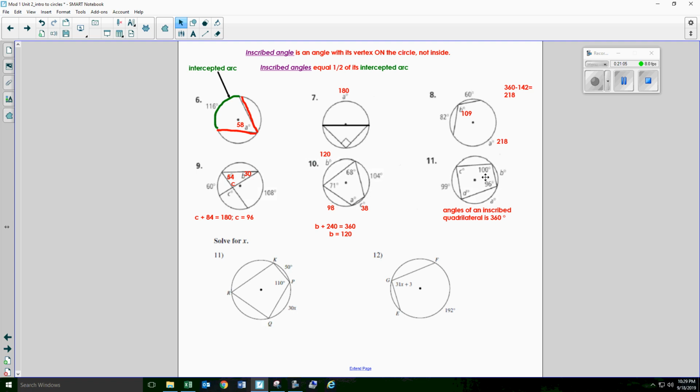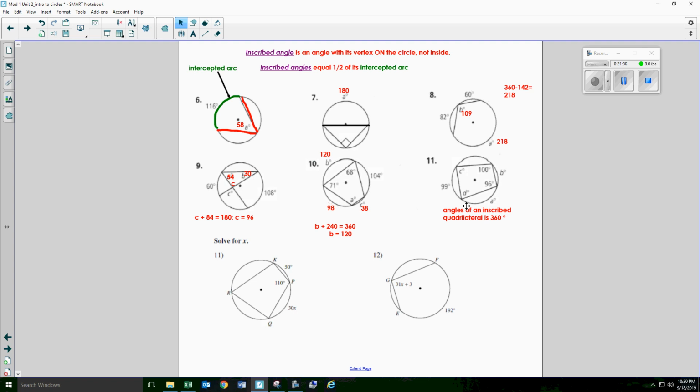Now, I can do the same thing with this one here, but another rule is if I have an inscribed quadrilateral, remember inscribed means all the angles are on the circle itself. You notice all four of these angles are on the circle. Remember, quadrilateral means four sides, so this is called an inscribed quadrilateral. The sum of its measures is 360 degrees. Okay, so all four of these angles have to add to 360.